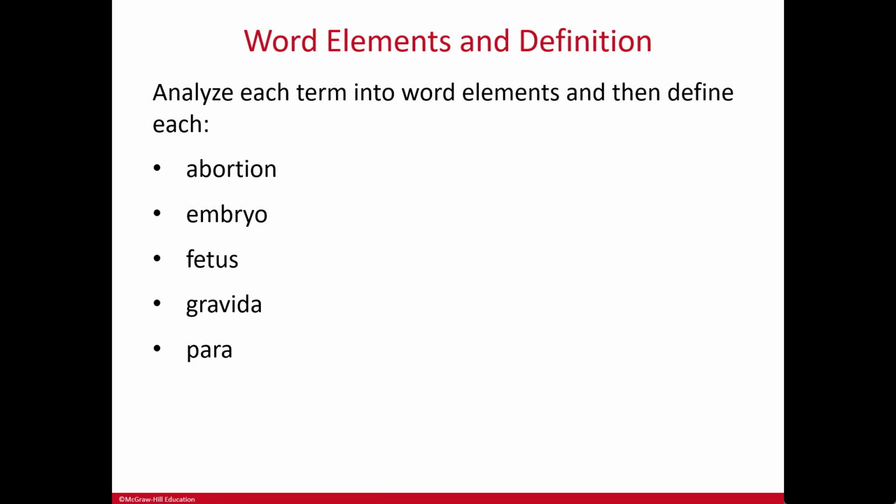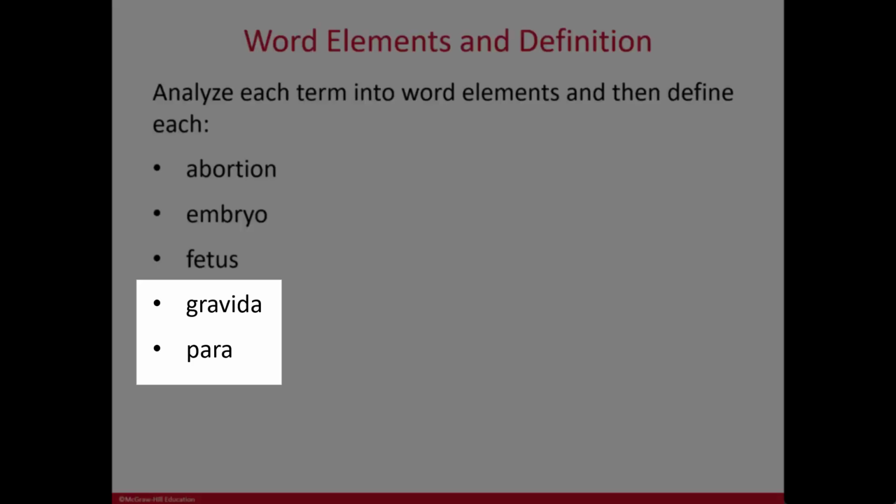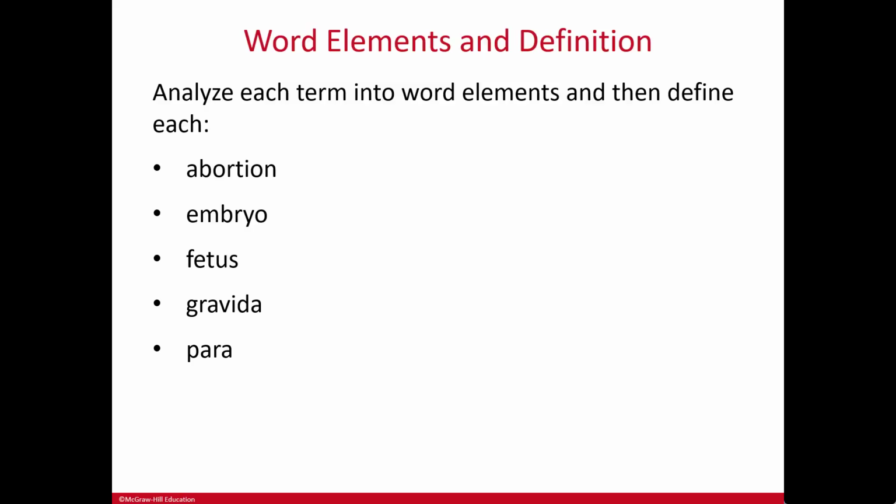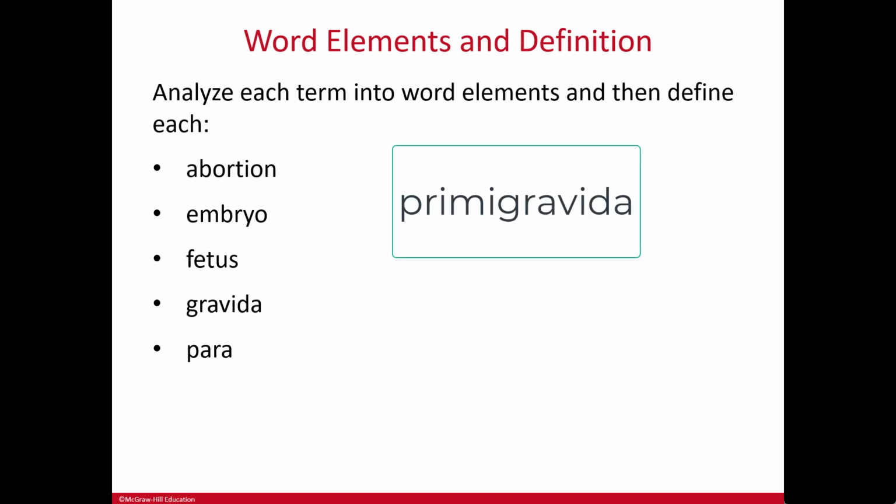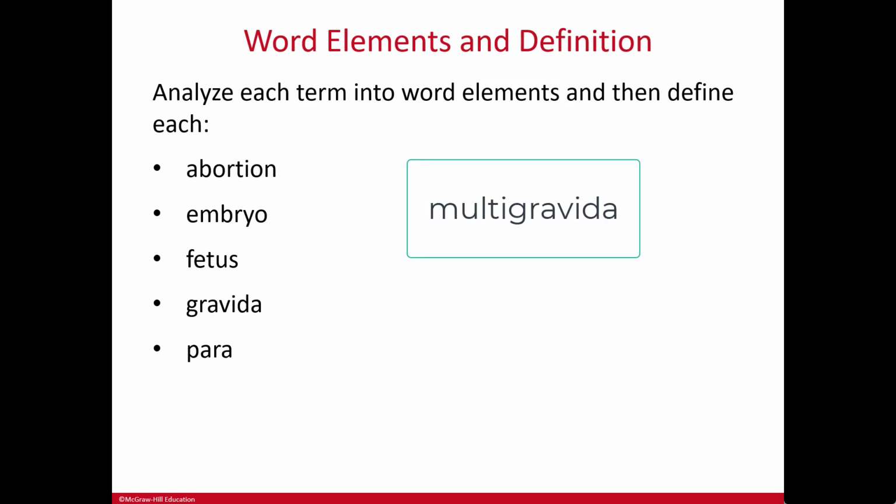Some more terms that you may see documented have to do with gravida and para, so you may only see these when you're dealing with pregnant patients. A pregnant woman is described as gravid or gravida. If it is her first pregnancy, she is described as a primigravida, and if she has had more than one pregnancy, she is a multigravida.